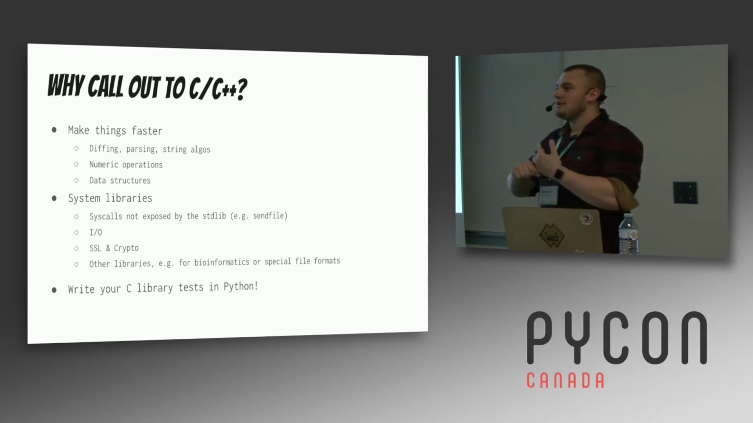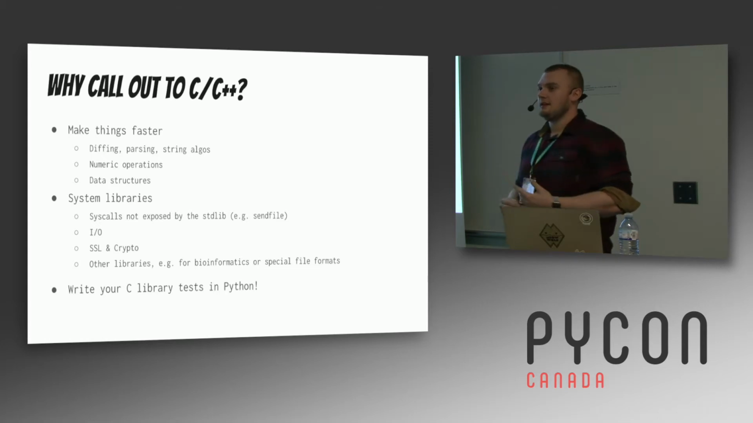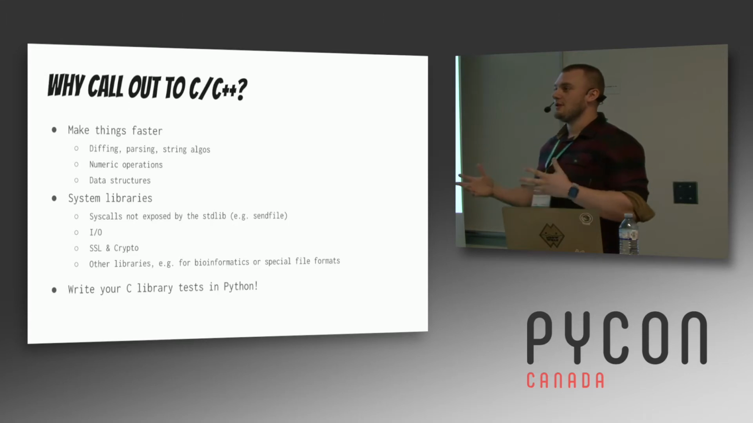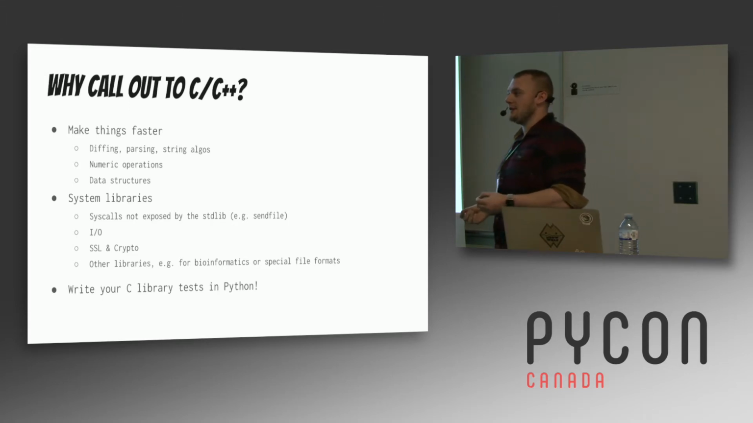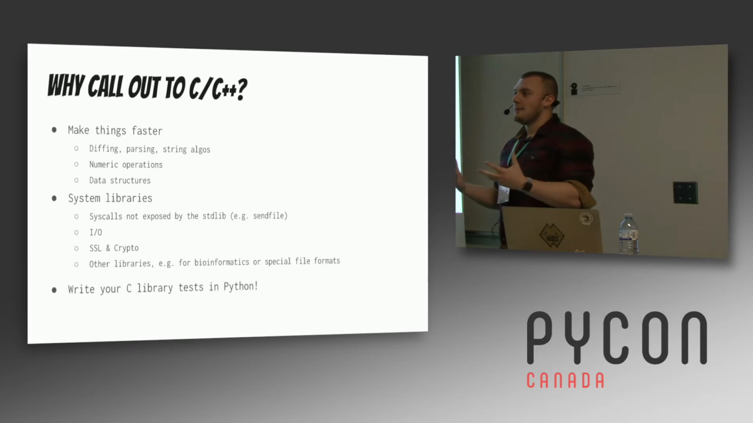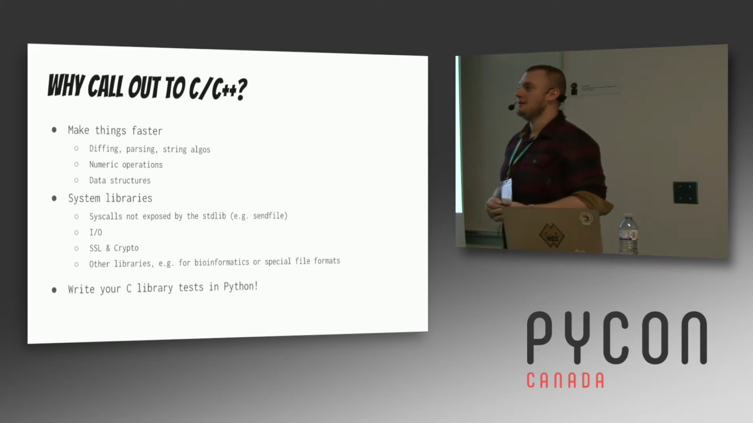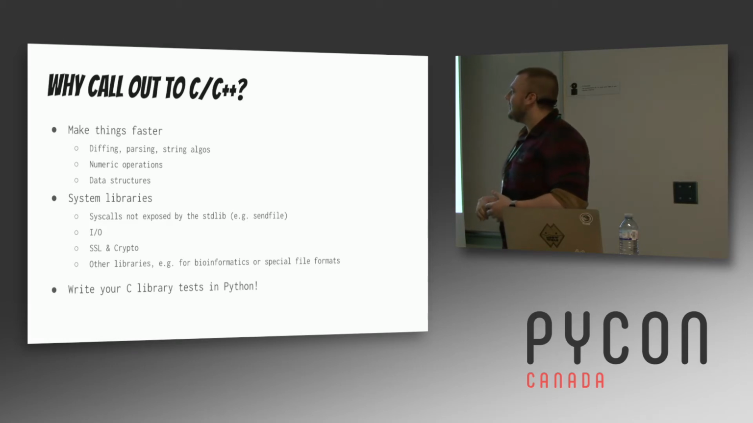The biggest one, the most obvious, is to make things faster. Generally string algorithms, diffing, parsing, often some Unicode operations. If you're reading through a string that's encoded in UTF-8, there are just really fast C libraries available for doing that. Numeric operations where you don't need the dynamicness of Python. If you're doing an operation over a large number of numbers, like matrix stuff, that's the reason NumPy is written in C and Fortran.